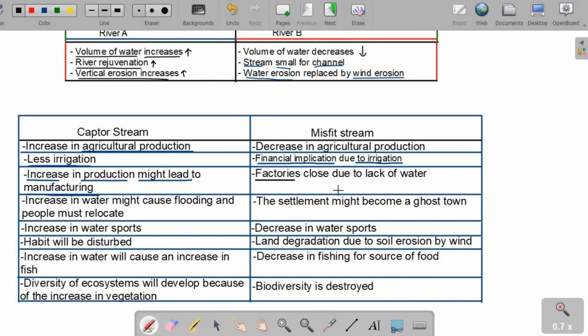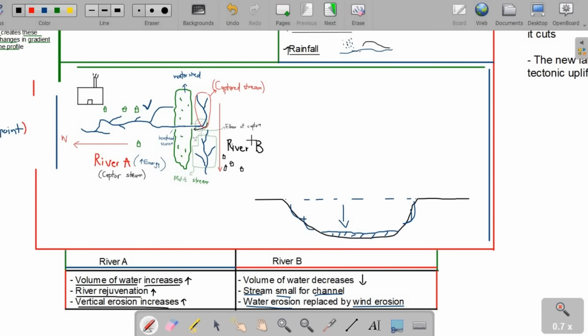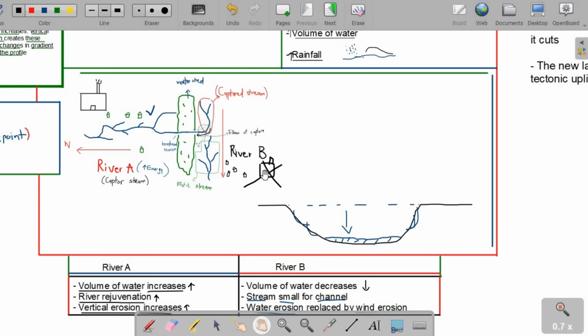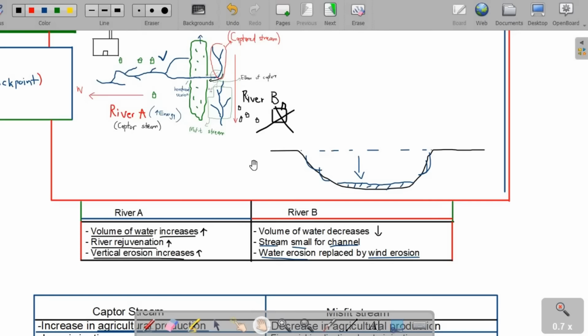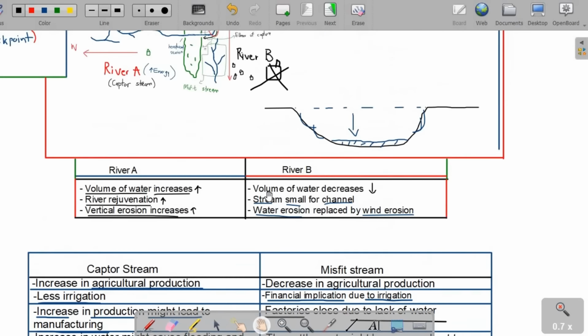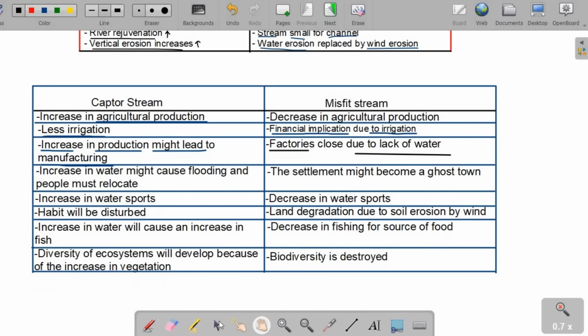So over this side, the factories will close. If there were any factories, they will close, okay, because there's no longer water, and they do not have that raw material that they can process to produce, to maintain the business there, right? So factories will close due to the lack of water. Factories use a lot of water, so if there's not a lot of water, then a factory or a business cannot be sustainable. There's increase in water, so this increase in water might lead to flooding, right?